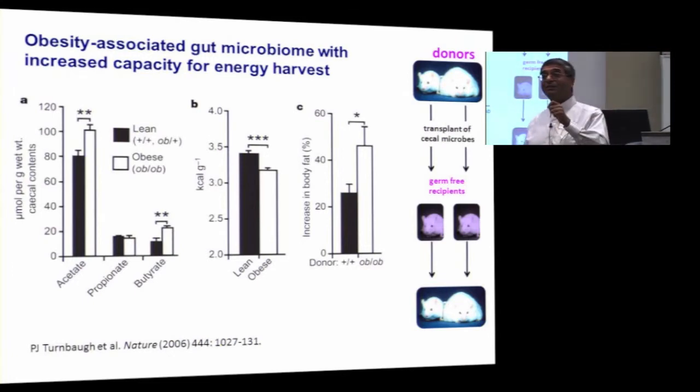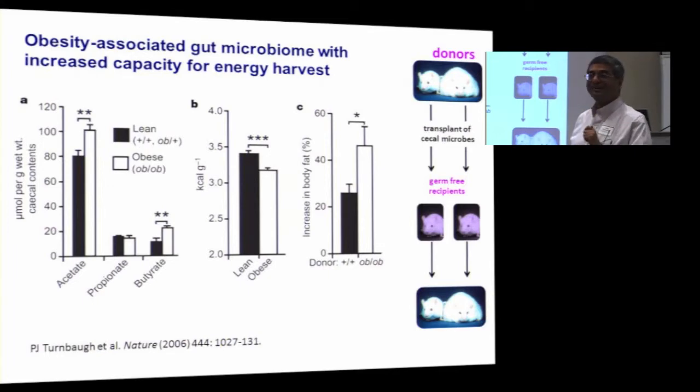Then the final interesting aspect was that they had donors, which are obese mice. They took the cecal microbes and transplanted them into germ-free lean mice, and measured total fat composition. I believe it's 3 to 4 weeks later. And what they find is that the increase in body fat was fairly significant only in the mice that were transplanted with the obese mouse microbiome, suggesting that the microbiome can alter the amount of energy that you can extract out of your diet.